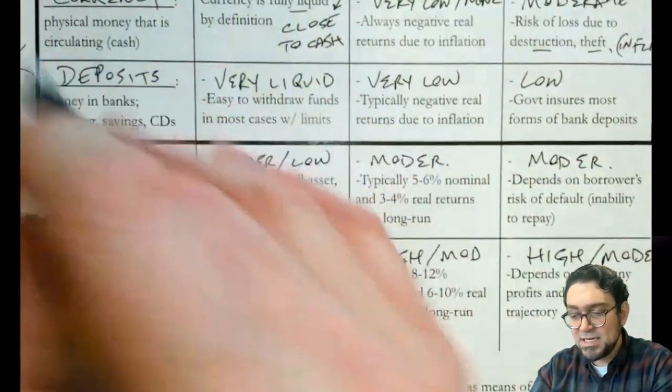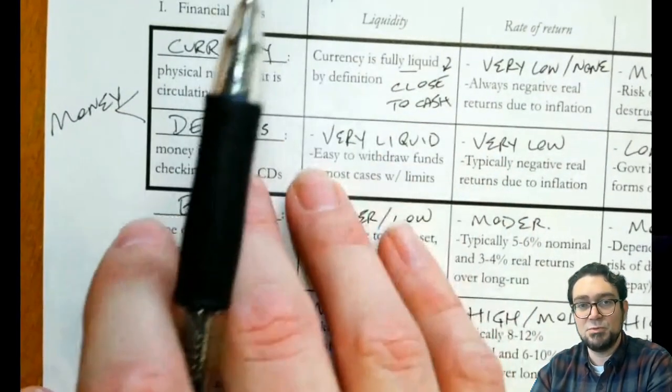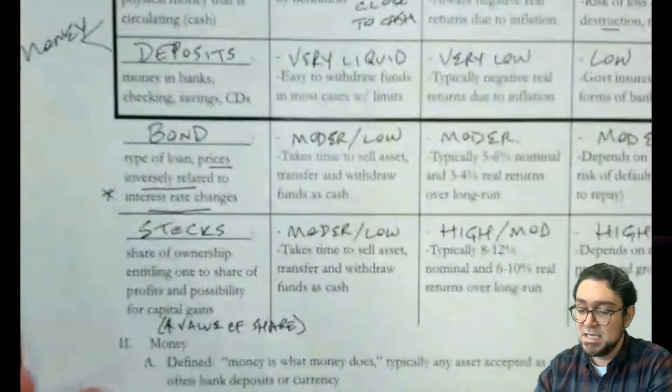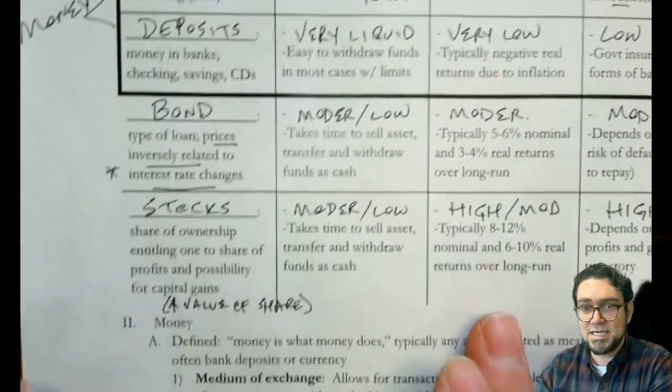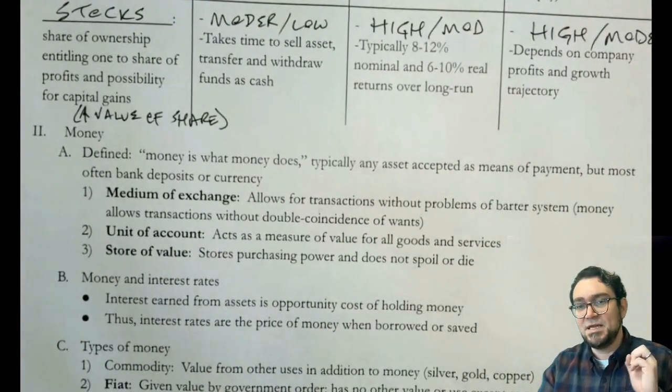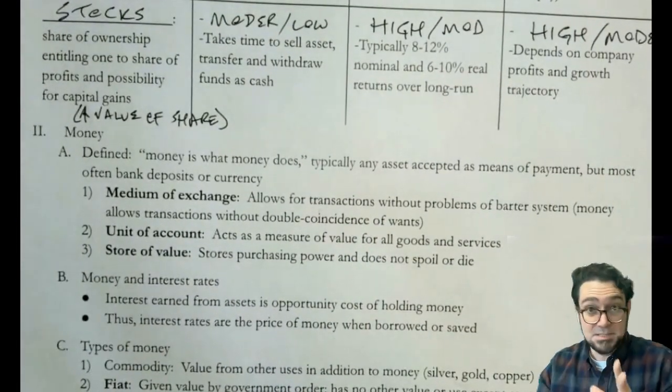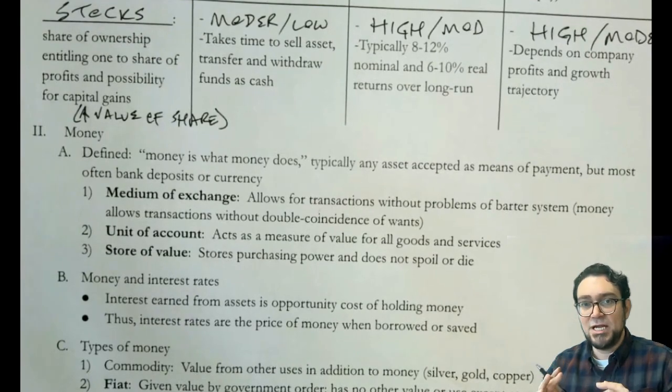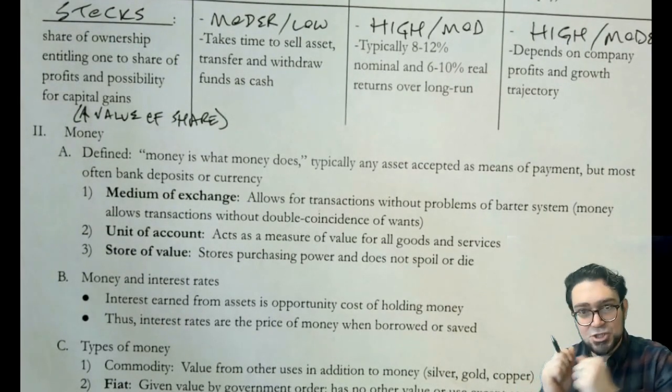Now, diving down into a little bit about money, because these are the two that we're really going to focus on, currency and deposits. But I did want to share with you what these other financial assets are. Money is what money does. And any actual financial asset that is functioning as money is money. Money is an abstract creation. It's not something that you can necessarily touch.